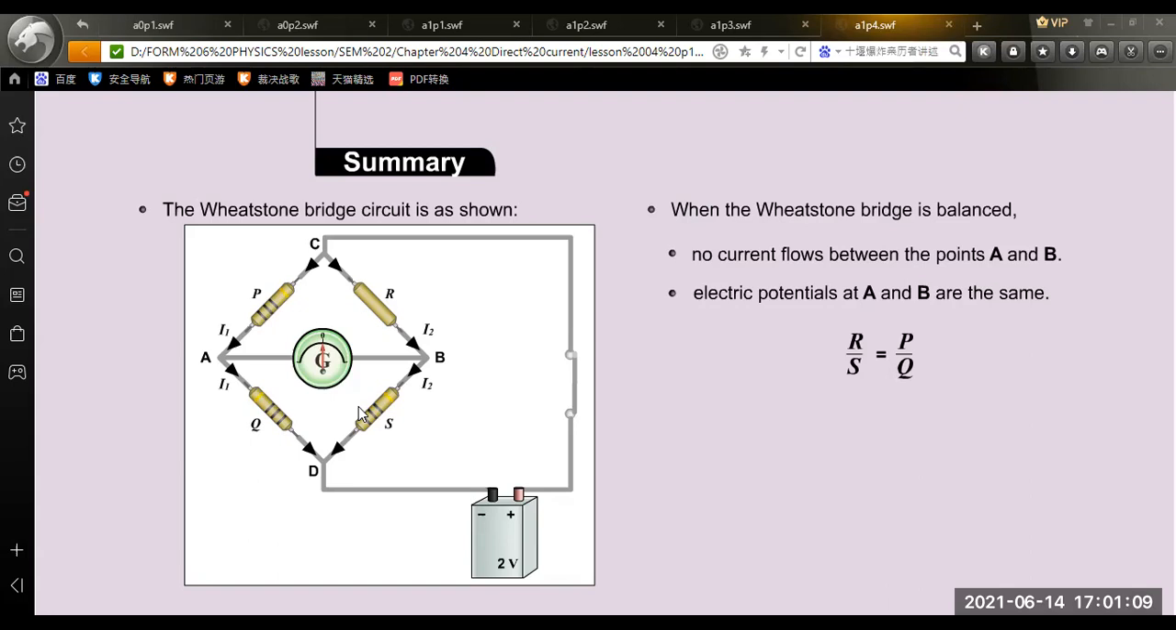We can determine their relationship using the ratio of the resistance. The resistance of R over S equals the resistance of P over the resistance of Q. So we can say that R over S equals P over Q.